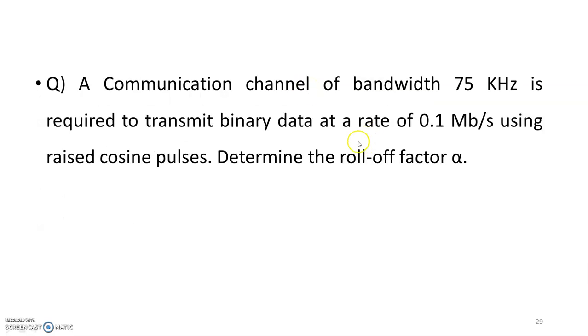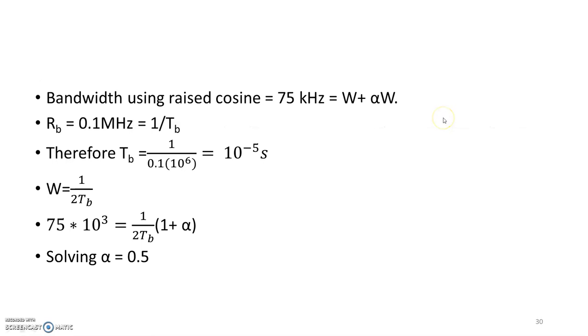Then in the question, the rate is given as 0.1 megabits per second. Bits per second is the unit for the rate Rb. So you are given Rb as 0.1 megabits per second. You know the rate equals 1 by the time period, so 1 by Tb. From this you can find Tb. Tb is 1 by Rb. So you will get the value for Tb.